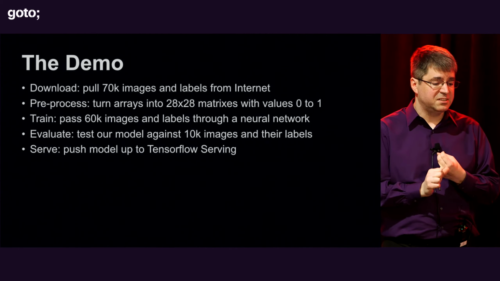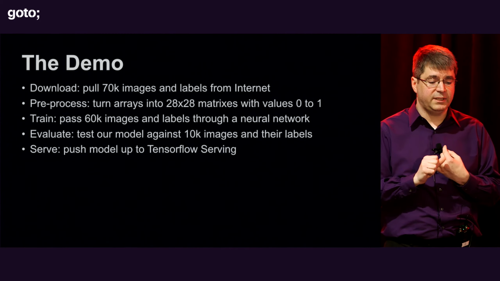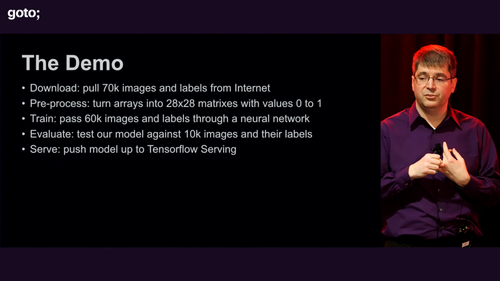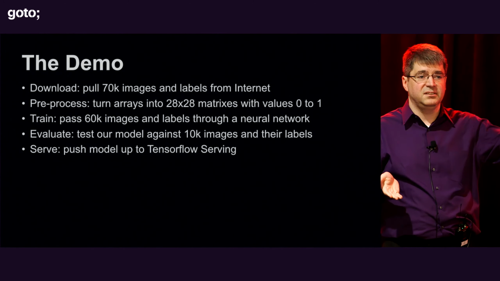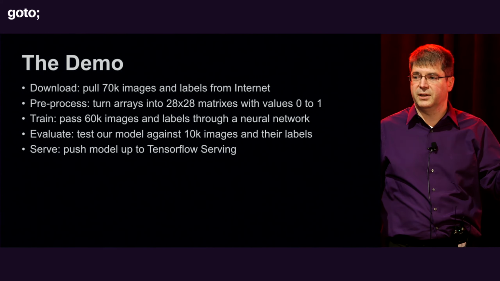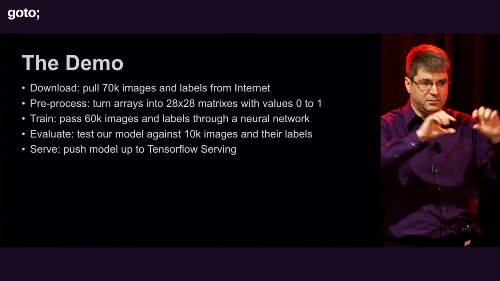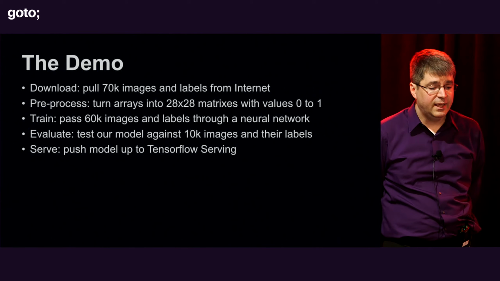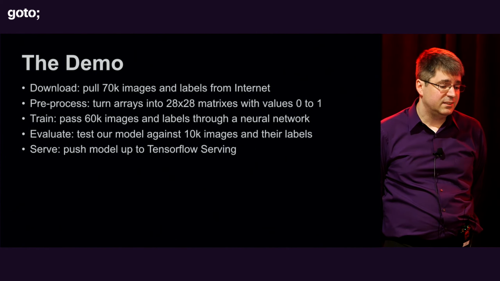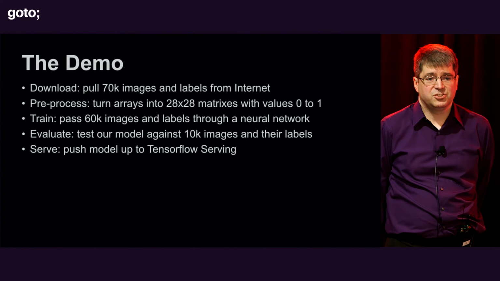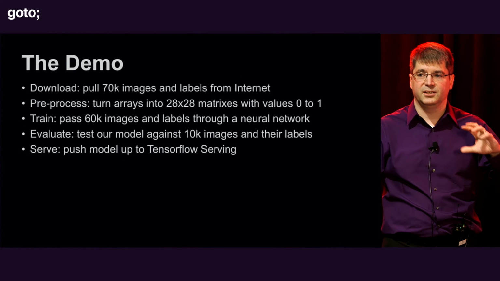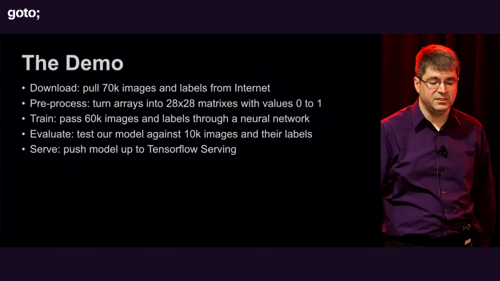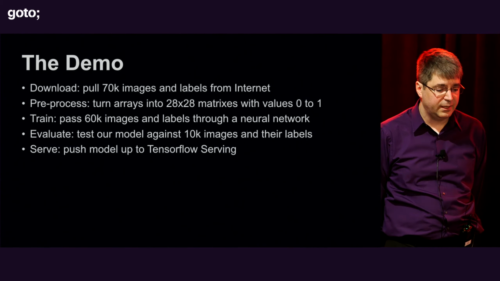We have a pre-process step that's going to turn the arrays into 28 by 28 matrices with values 0 to 1. Going from arrays into matrices makes intuitive sense for images, right? Because images are matrices, they're not flat one-dimensional things. Values 0 to 1 instead of 0 to 255 is just normalization. A standard step in machine learning is to normalize your data so you're talking in common terms, with everything between 0 and 1, so we're going to do that also.